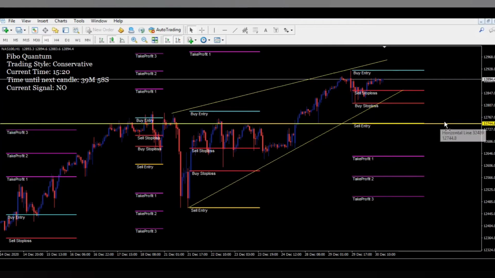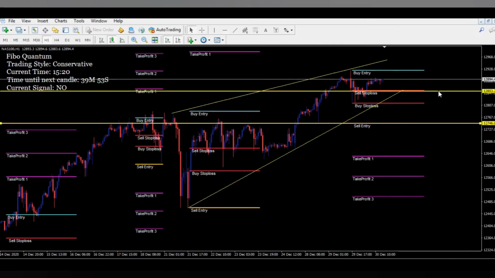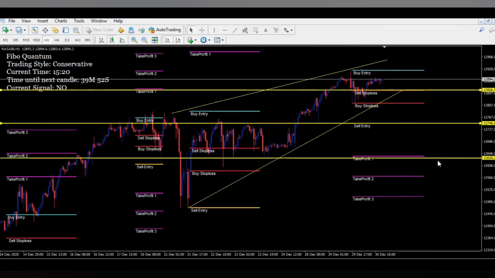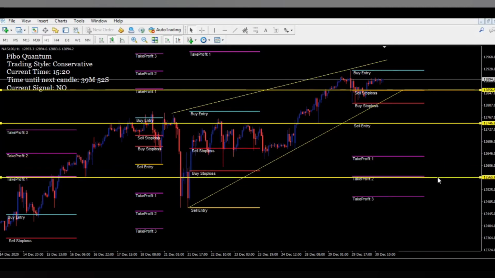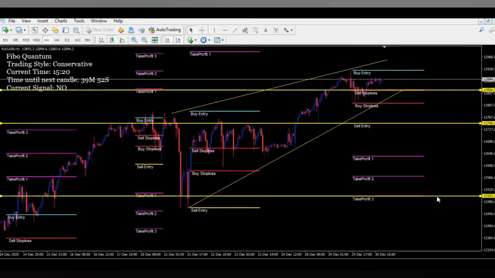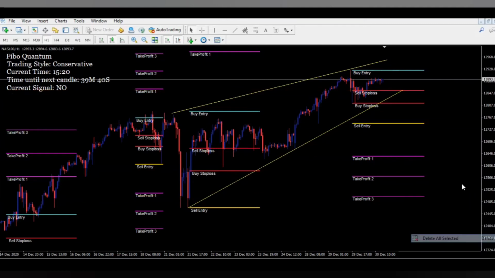So let me just make it more plain for you guys. You see the sell entry would be there if the price comes down, and then the stop loss would be up there, as you can see over there, and then the take profit 1 would be there. Take profit 2 would be there, take profit 3 would be there, okay? Very easy.